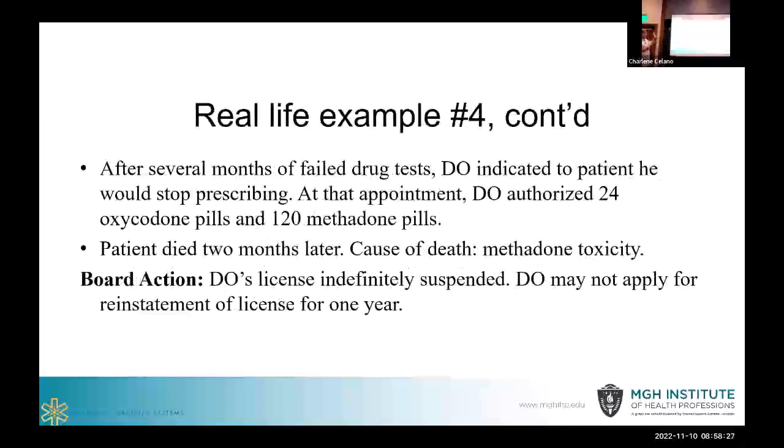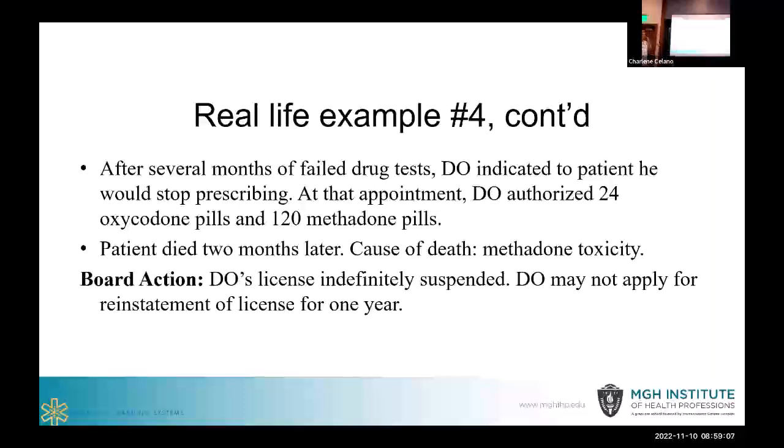For sure. So after several months of the failed tests, the osteopathic physician decided he would stop prescribing. At that point, they gave 24 oxycodone and 120 methadone. I remember the physician sharing that he was wrapped up in this dynamic with the patient, and then at some point he realized, I can't keep doing this. This is no longer helpful. He was trying to wean the patient off. The patient actually died 2 months later, though, from methadone toxicity. So that's what escalated the case to an investigation and brought him in.